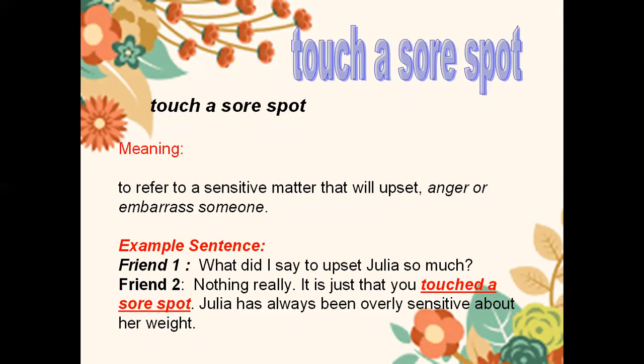Now the third idiom. When you say you touch a sore spot, what does it mean? The meaning of touch a sore spot is to refer to a sensitive matter that will upset or anger or embarrass someone. If you look at the example here on this page, this is a conversation between two friends. Friend one: what did I say to upset Julia so much? Friend two: nothing really. It is just that you touched a sore spot. Julia has always been overly sensitive about her weight.